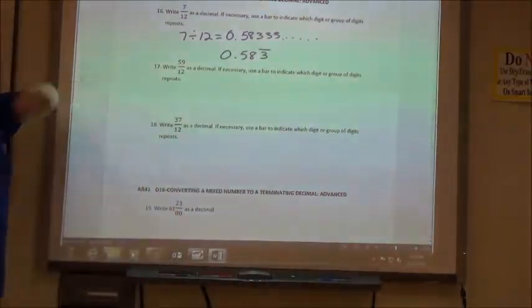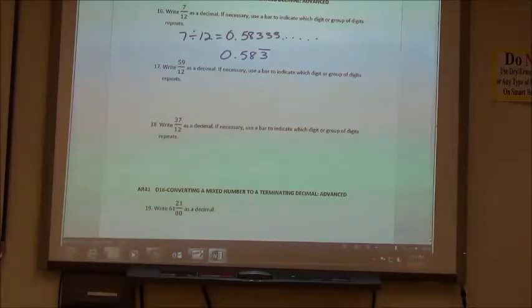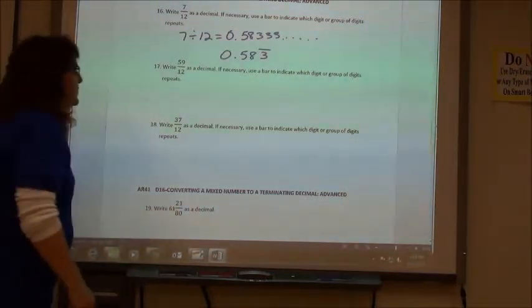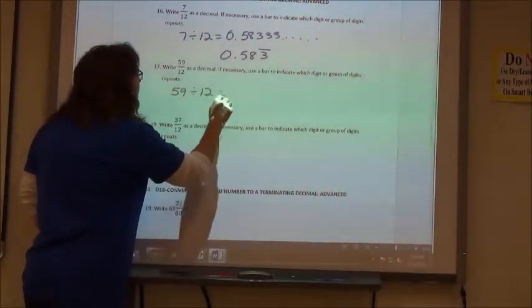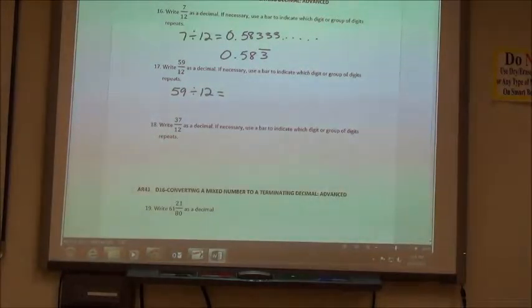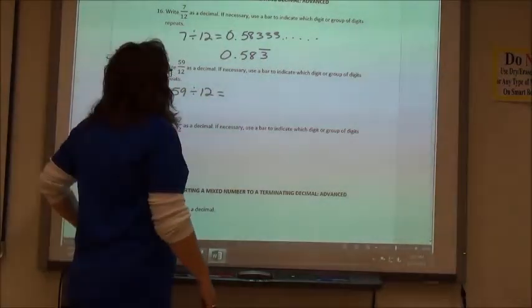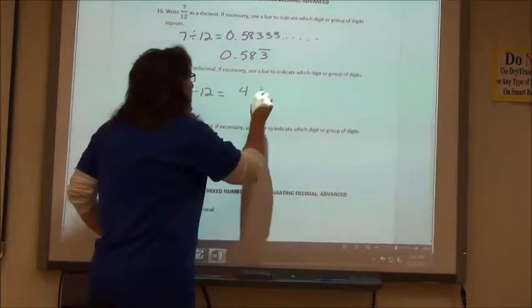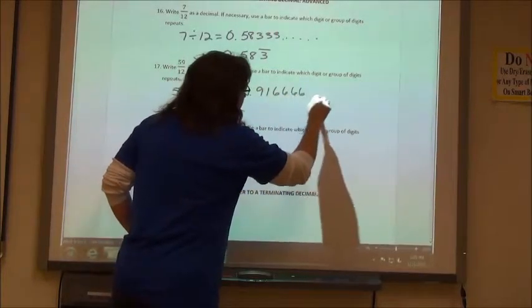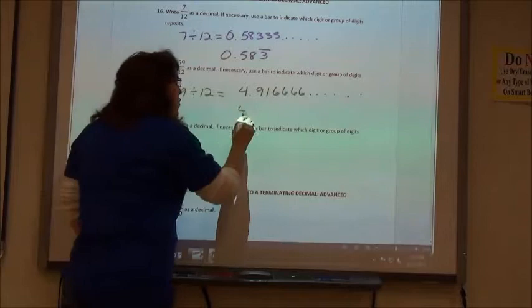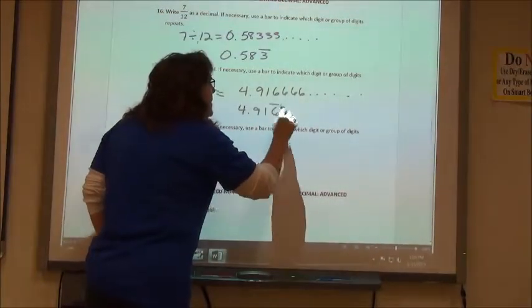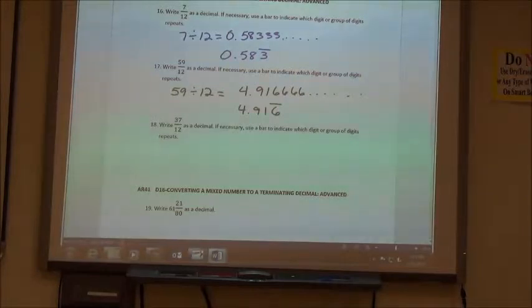So, number 17. What are you going to type in your calculator? 59 divided by 12. Evidently 12 was popular that day when I was doing my generator, because they all have 12s on the bottom. What shows up on your calculator? 4.916, then there's a 7 on the end. Yep, it has that 7 on the end because the calculator rounded it off, but you know it's really 6 repeating. So I'm going to write that. It's 4.91, and then the 6 has a bar over the top because the 6 is what's repeating.